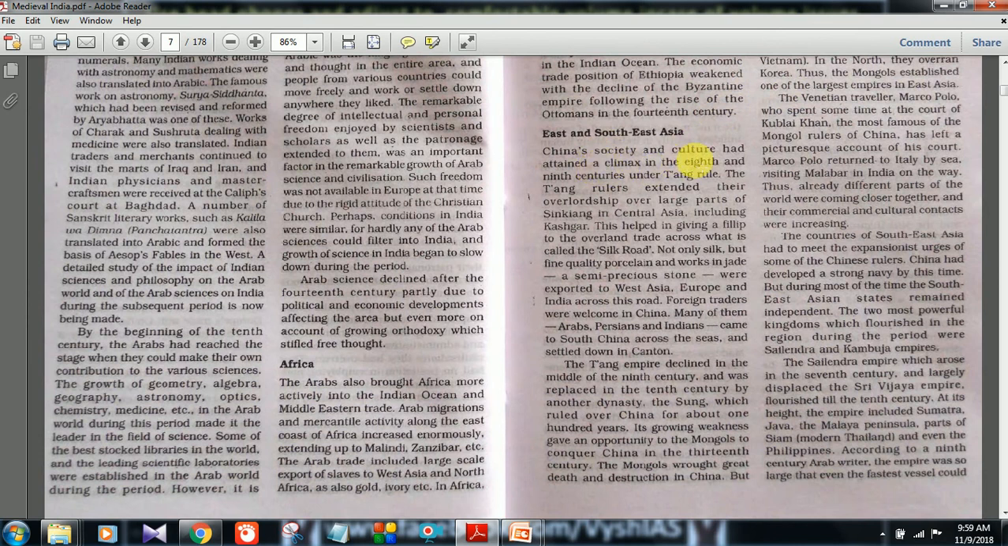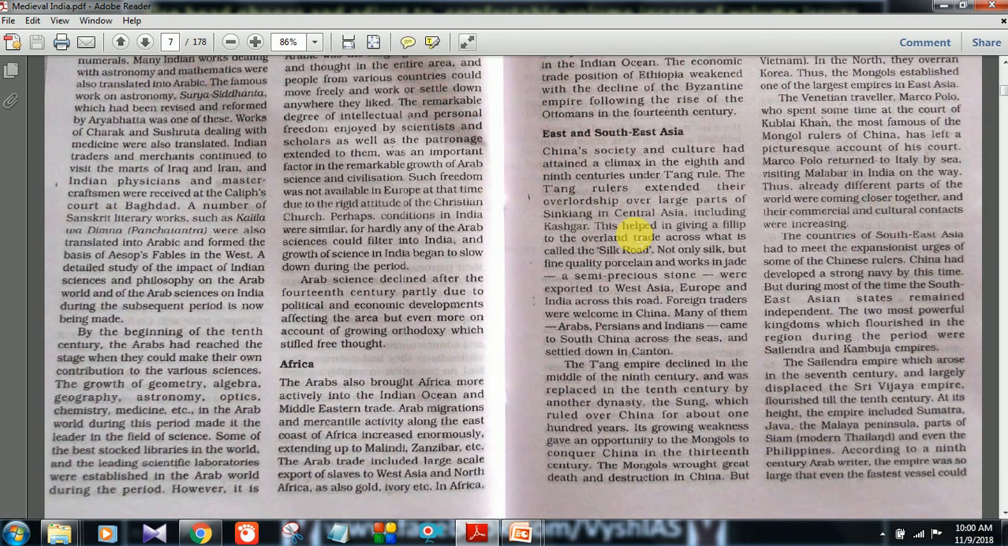China's society and culture had attained a climax in the 8th and 9th century under Tang rule. The Tang rulers extended their overlordship over large parts of Xinjiang in Central Asia. I think it is the modern Xinjiang province, which is there in news because of the CPEC, the China-Pakistan corridor. We know Xinjiang province, so maybe that is the older name.